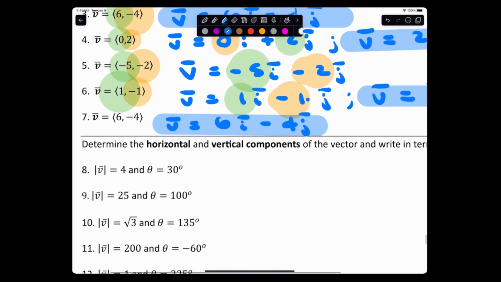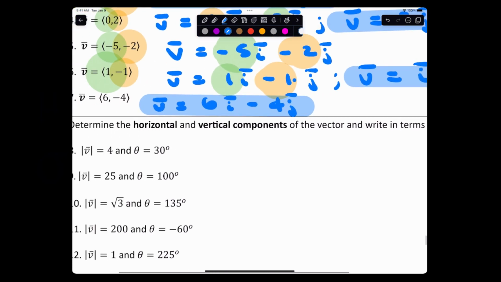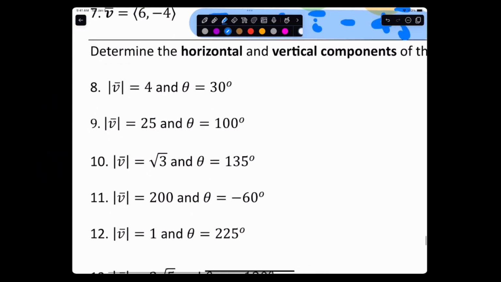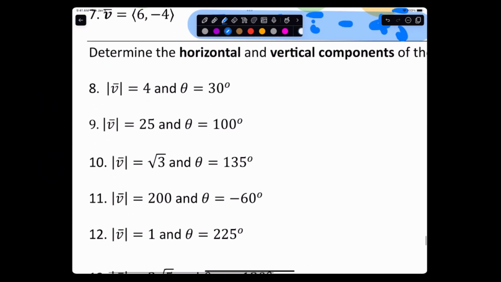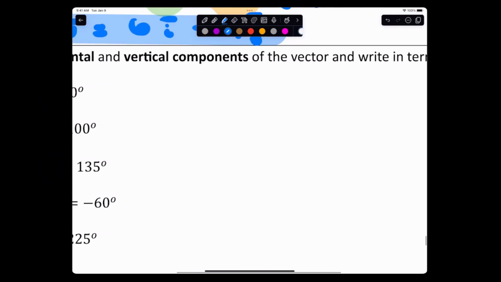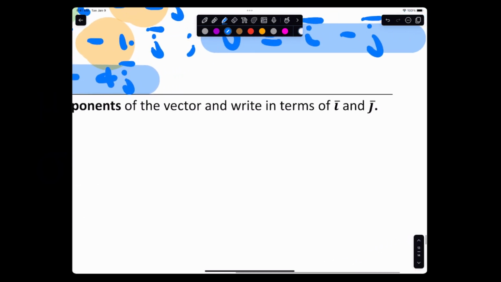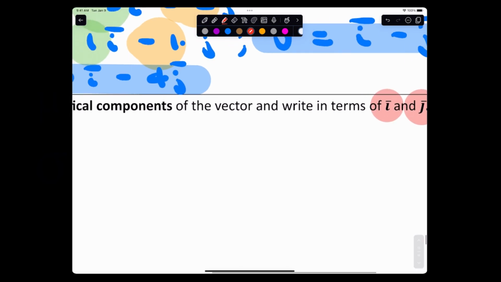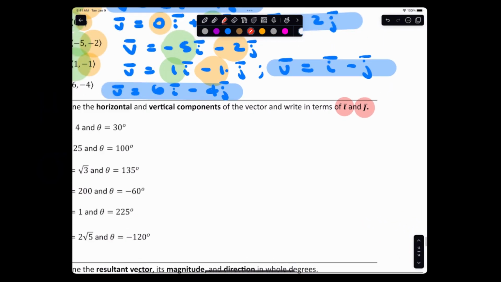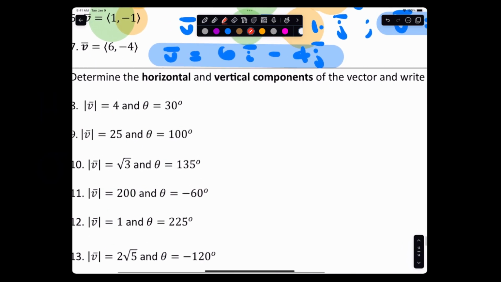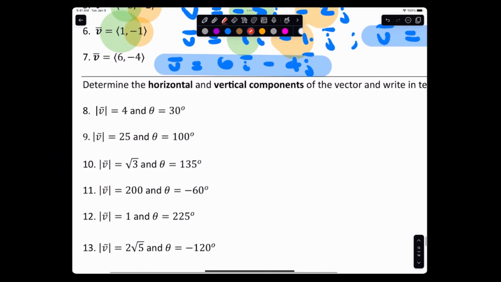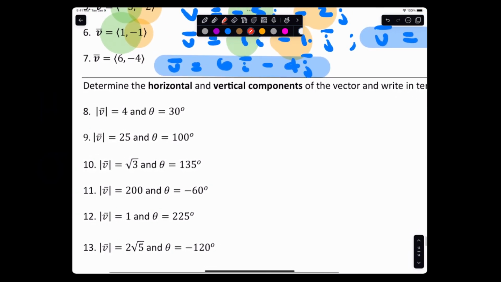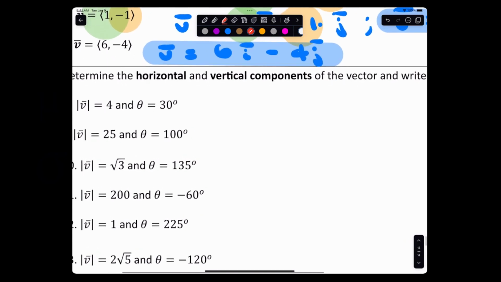Okay, well, what about these here? You say, well, what about this? How do we write these vectors in terms of i and what? j. How do you write these last two vectors in terms of i and j? Let's take a look here. So you got the length of v is 4, and the angle for theta is 30. So let's write down what this is.